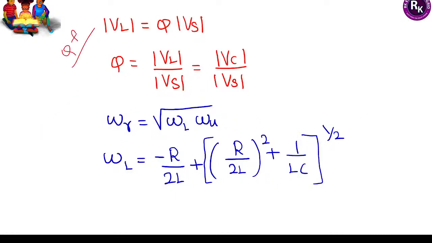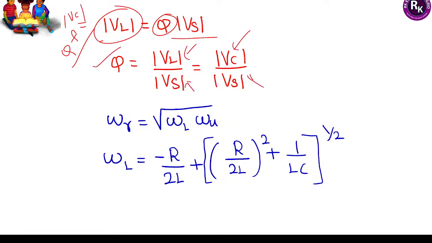So, the quality factor formula. First of all, if you know the supply voltage and the quality factor, then you can easily identify the value of inductor voltage or capacitor voltage at resonance. Or else I can say the quality factor is the ratio of inductor voltage divided by supply voltage, or capacitor voltage divided by supply voltage, or inductive reactance divided by resistor, or capacitive reactance divided by resistor. So these are all the formulas to calculate the value of quality factor.